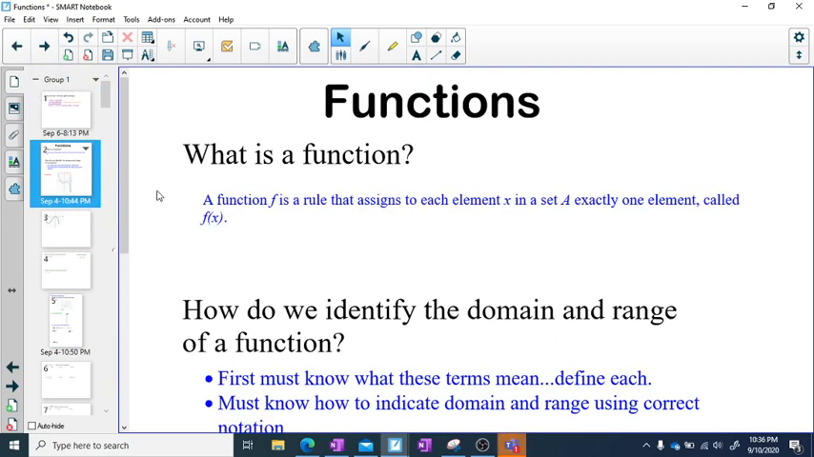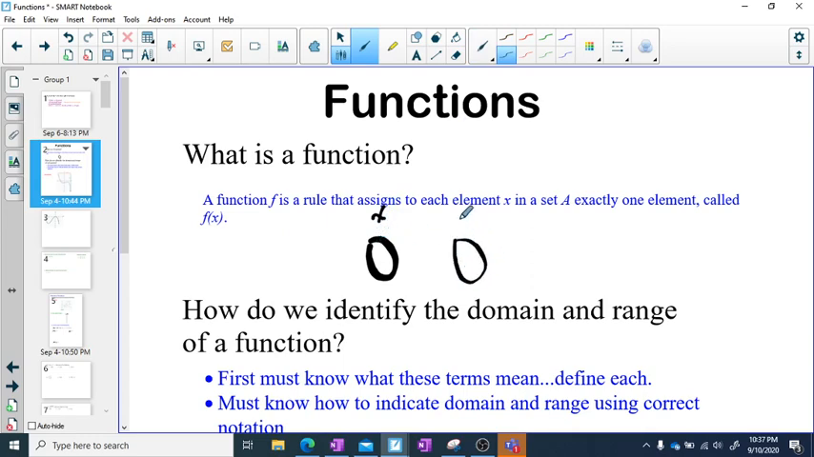And the first thing, well, what is a function? A function is some kind of a mathematical rule that assigns every element in the x's. So if you have, think of it like so, where you have a series of elements in the x's, and then you have a series of elements in the y's. Well, every element here is assigned to exactly one element in set A.